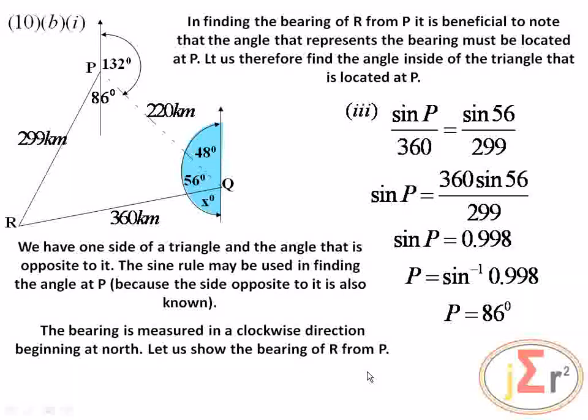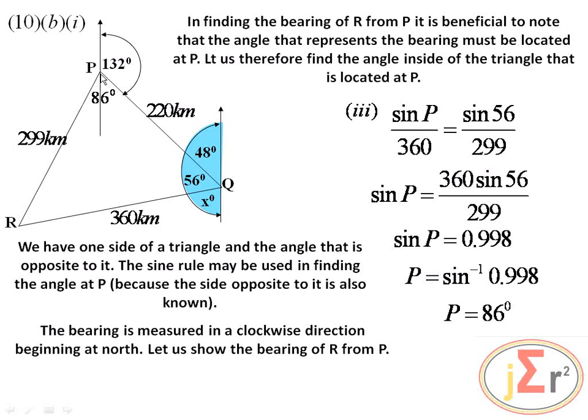The bearing is measured in a clockwise direction beginning at north. So let us show the bearing of R from P. Now, we need to determine the bearing of R from P. The line PR or RP is this one. Therefore, we need to start at P and take the bearing. That means we need to go in a clockwise direction beginning at north.